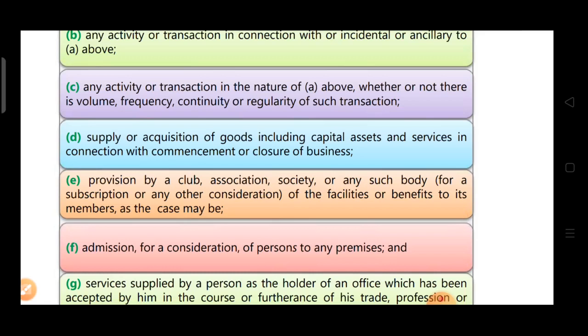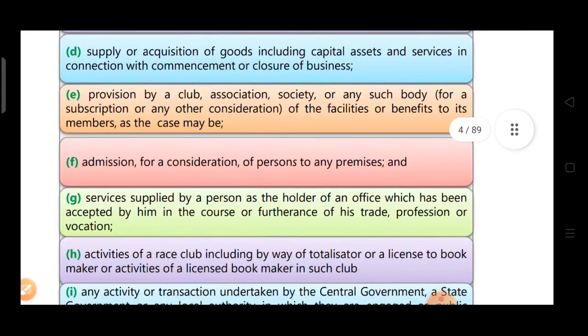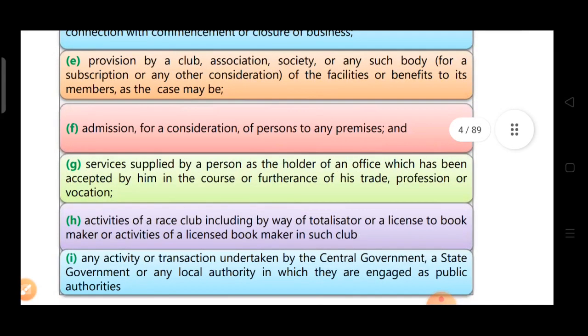Next is provision by a club, association, society or any such body for a subscription or any other consideration of the facilities or benefits to its members as the case may be. Means any services, any supplies made by the club, association, society or any other body to its members, that is included in the definition of business. Then admission for a consideration of persons to any premises. If any admission of persons is made to any premises, and that admission is made for a consideration, then that is also included in the definition of business. This will be understood properly with the help of the examples that are given in the next pages.